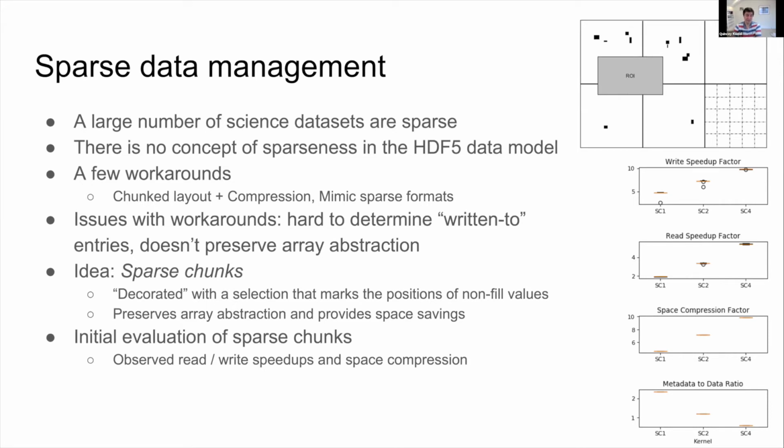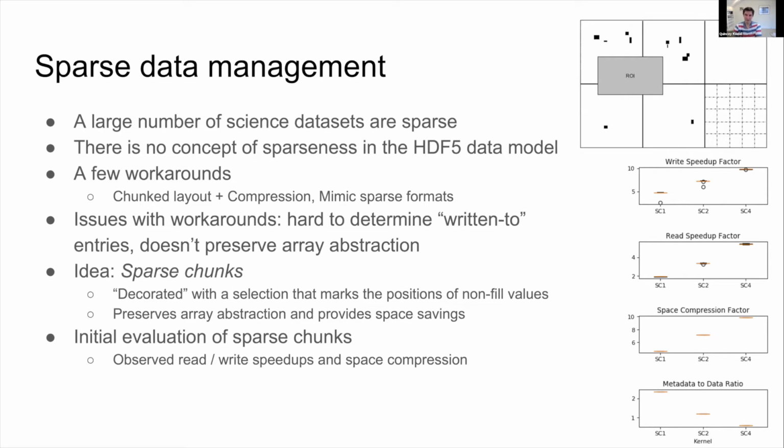But really, we could do better, right? What we'd like to do is what we're calling sparse chunks. These are chunks that have metadata in them that says, hey, by the way, only these elements inside this chunk actually have data. So they are a sparse representation within the chunk.